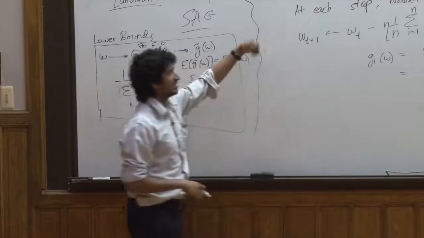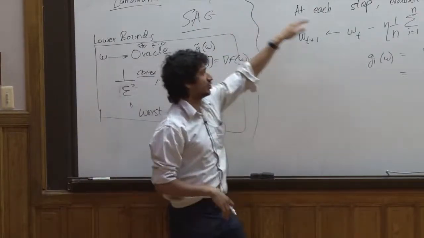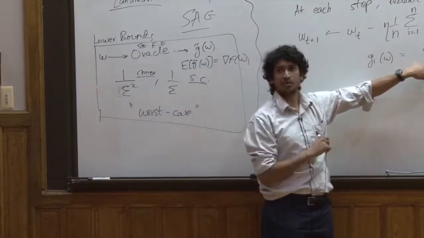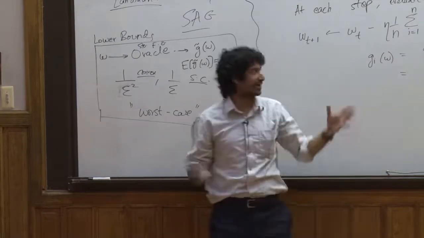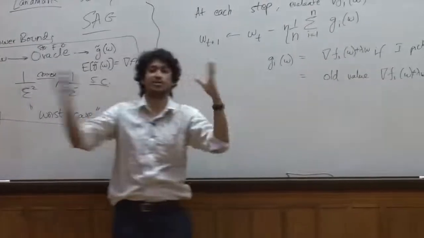It's really just this. At each step, you query it at one point, you update just that one point in your memory, and then you take a step in the average of all of them.